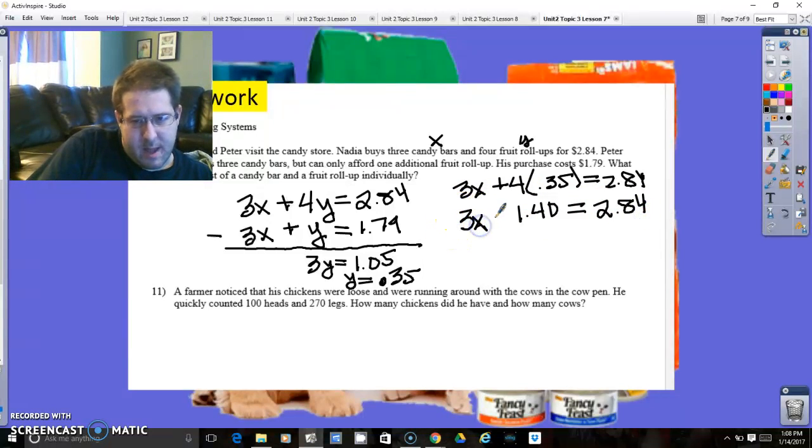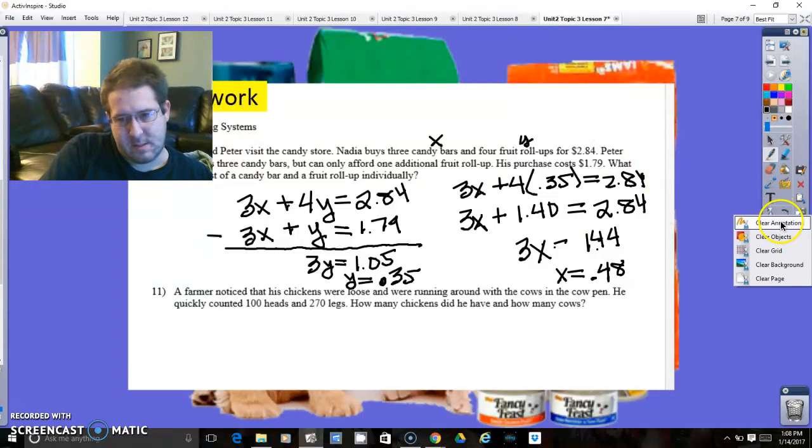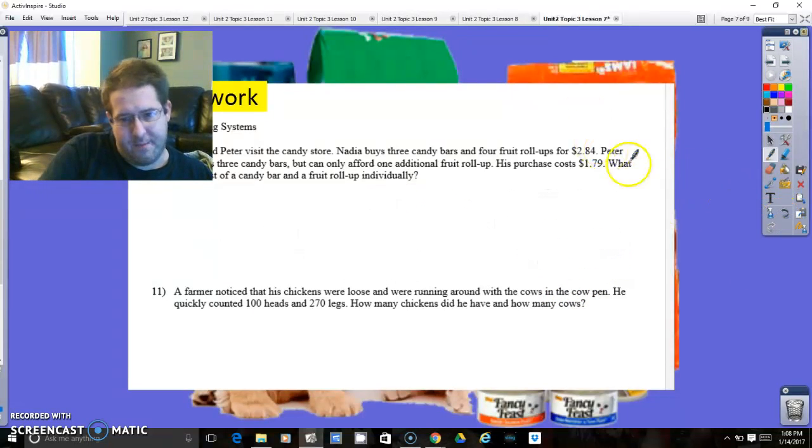All right, now I can use the subtraction property of equality. So 284 minus $1.40 is $1.44. Divide that by 3, and that means that the candy bars must have costed 48 cents. Okay, so I'm going to erase that so I can look at number 11.